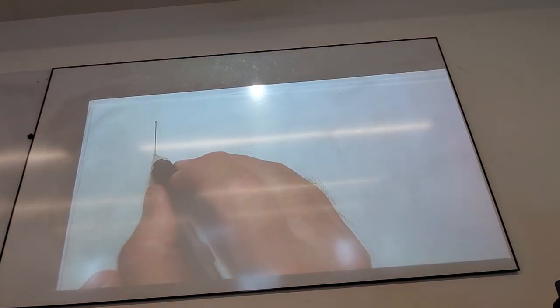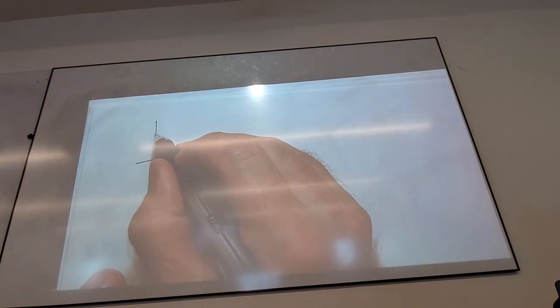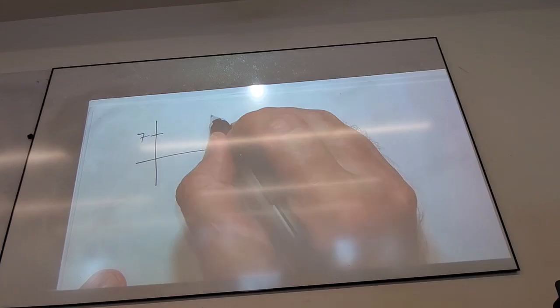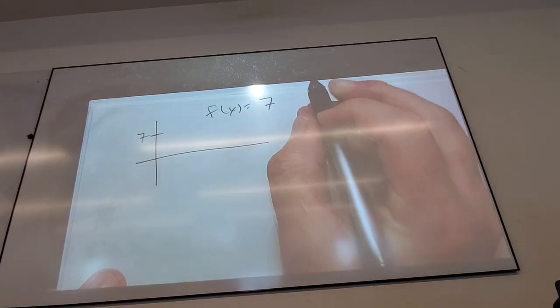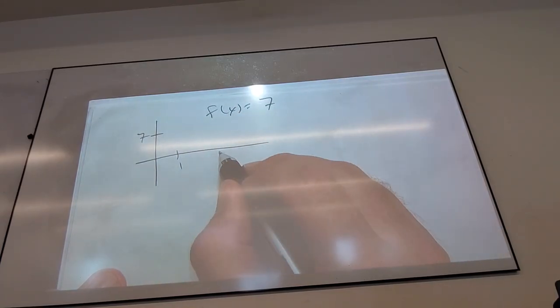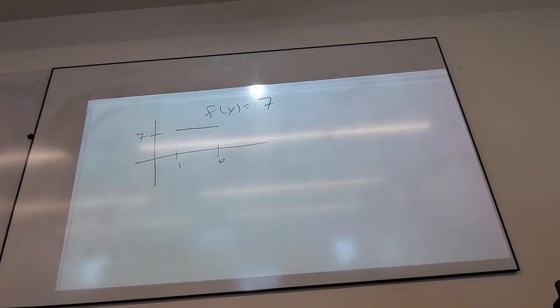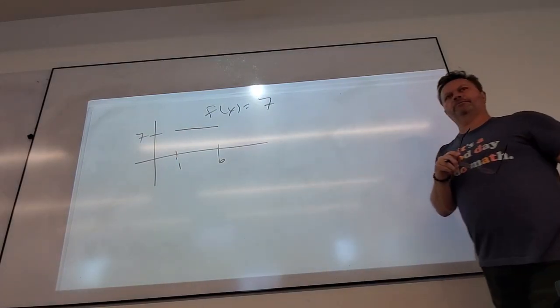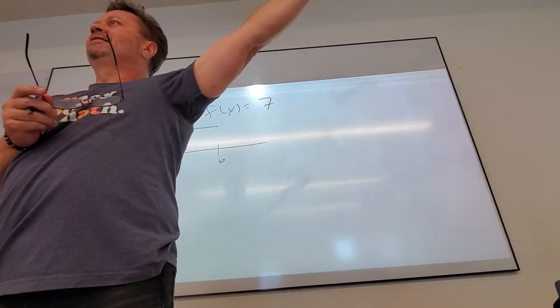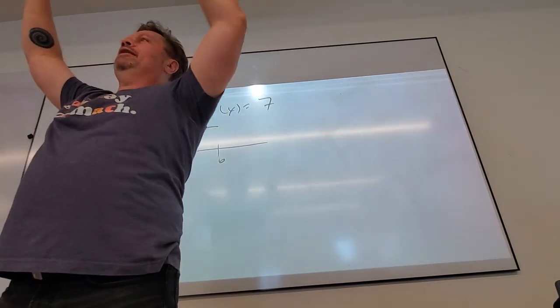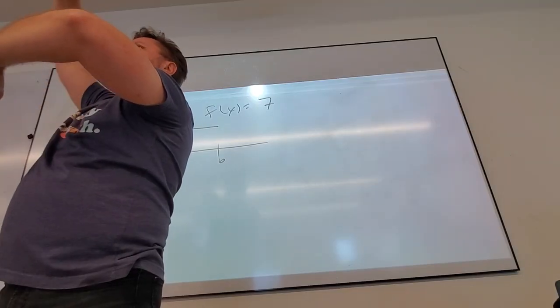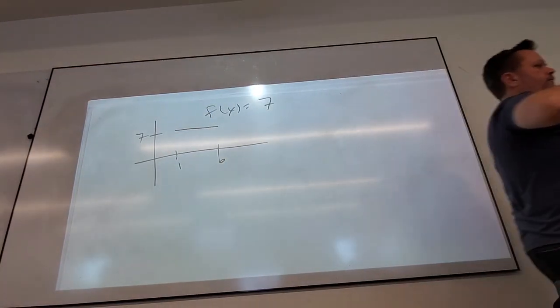So, real quick, if my function was a constant, and I want to know the area. Is everybody with me so far? The function is 7. So what's the graph look like between 1 and 6? 7. Yes. And I want to know what's the area between the x-axis and the function. Can you find that easily?